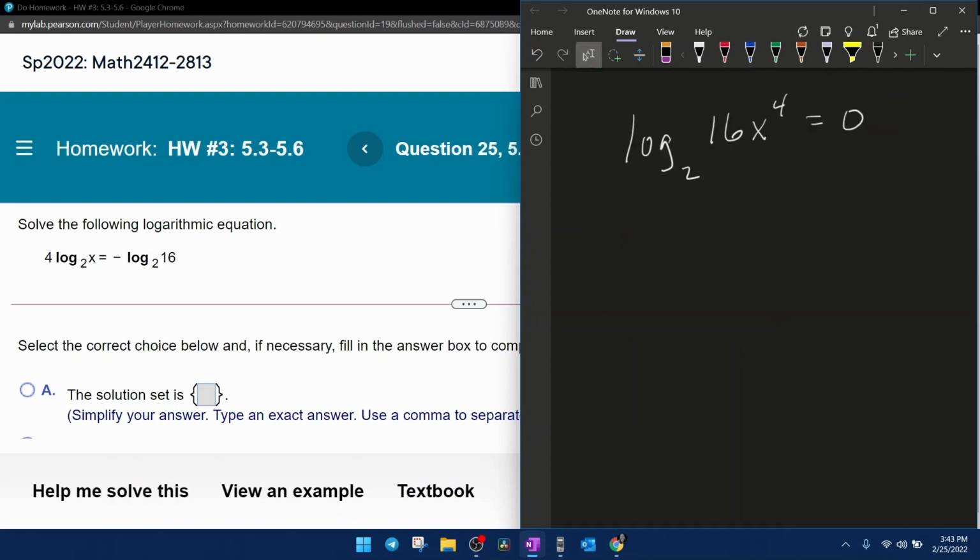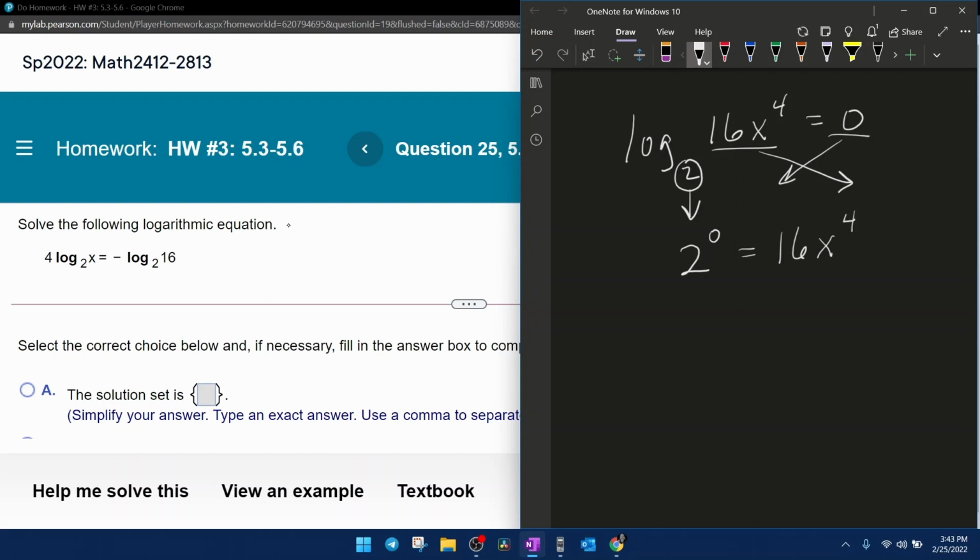And now that I'm down to a single log, like I had in question 24, we can now convert to exponential form. All right, so here we go. We're going to bring the base down, switch the other two around. That 0 is going to become the exponent of the 2, the 16x to the fourth on the other side.